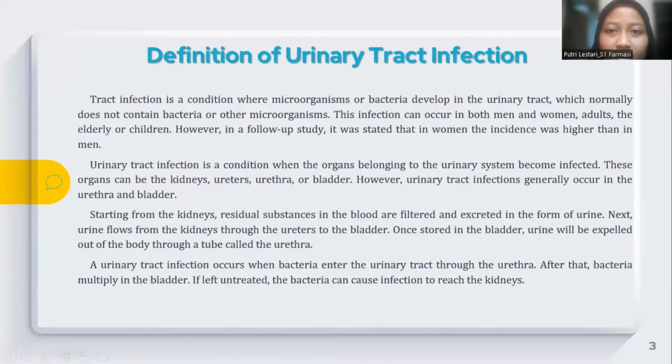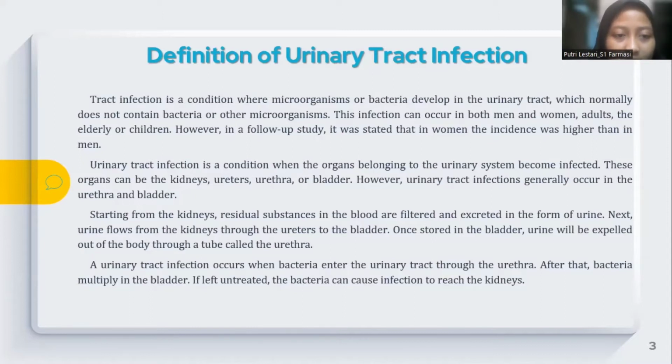Definition of urinary tract infection. Urinary tract infection is a condition where microorganisms or bacteria develop in the urinary tract, which normally does not contain bacteria or other microorganisms. This infection can occur in both men and women, adults, the elderly, or children. However, in a follow-up study, it was found that the incidence in women was higher than in men.